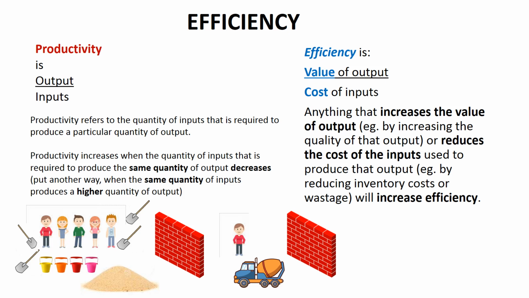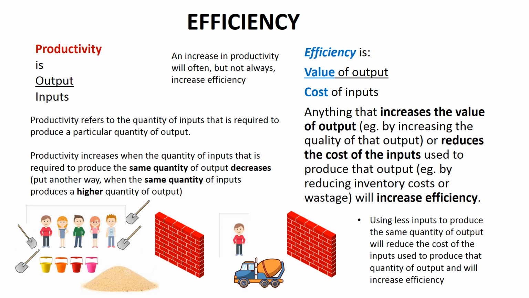Now, increasing productivity will often increase efficiency. If you use less inputs to produce the same quantity of output, then productivity is increasing. If you use less inputs to produce the same quantity of output, then you are reducing the cost of the inputs used to produce that output, which will increase efficiency.